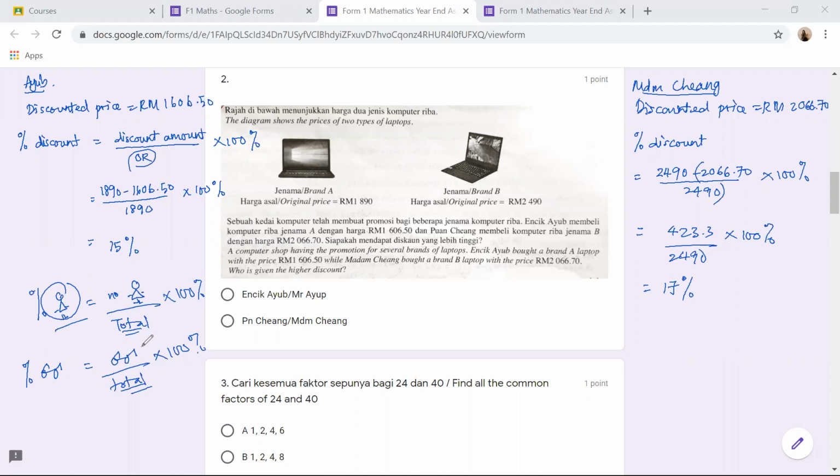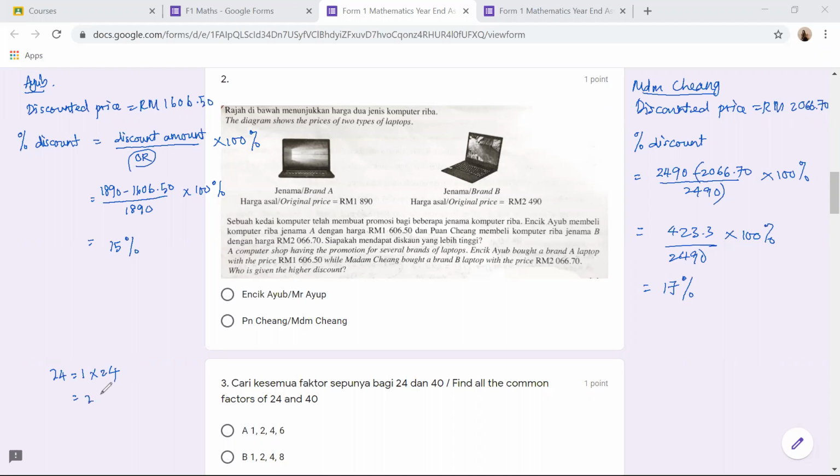Okay? All right, so the next one, find all the common factors of 24 and 40. How do you find the common factors? So you have 24 and 40. For each number, you just find their factors. So how do you find factors? My method is always to find the pairs of the product starting from 1. So 1 and 24.